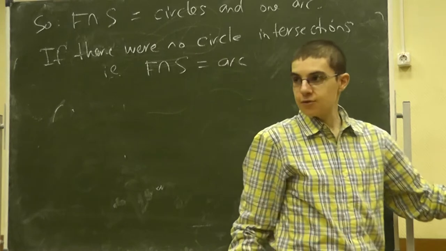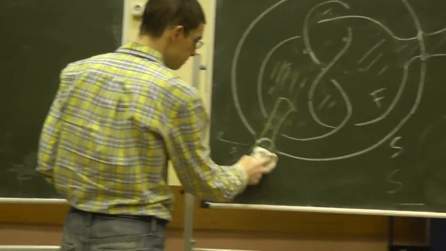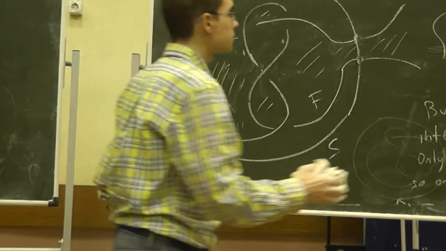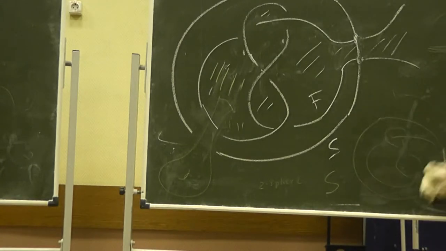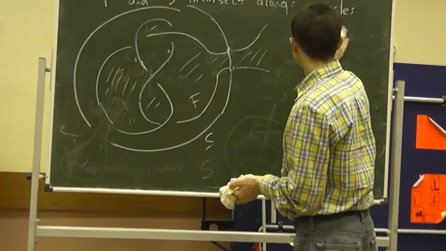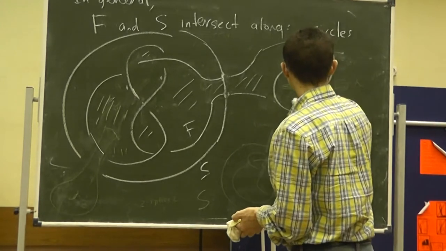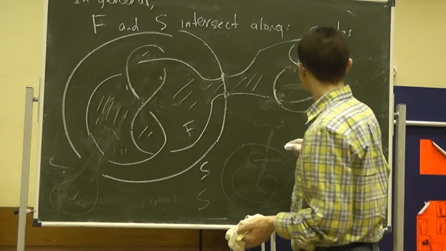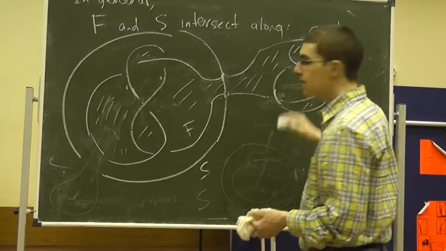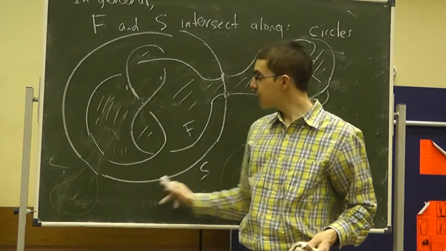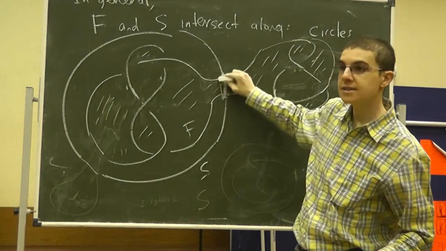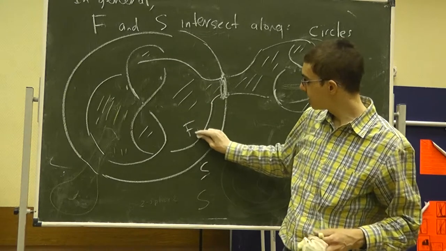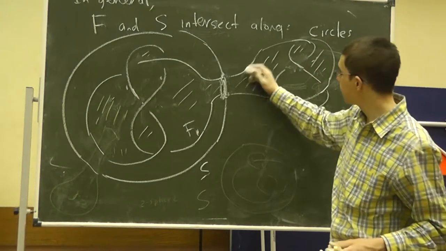If we didn't have any of these circle intersections, if there are no other intersections between our two-sphere and our surface, so if we just had this intersection, then we could take this piece inside the two-sphere to be F1, and this piece outside the two-sphere to be F2.